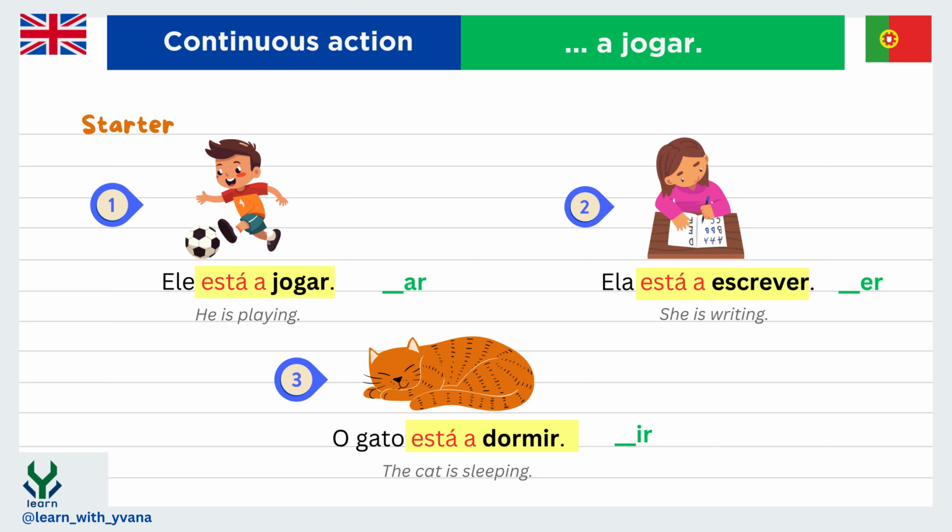If you have noticed, I have used three different types of verbs. In first, jugar, that is an AR verb, means verbs ending with AR. In picture 2, escrever, an ER verb, and in number 3, dormir, an IR verb.